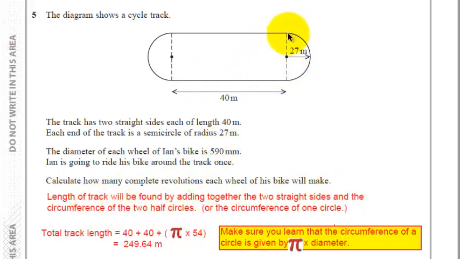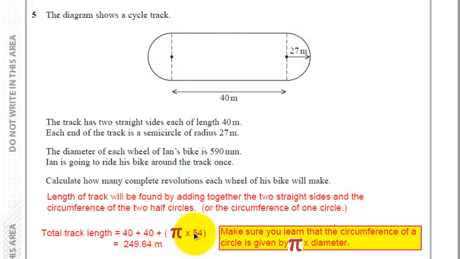Bear in mind the circumference is the distance around the edge of the circle. And I hope you can see, if I put the two half circles together, I will have one complete circle. This question is assessing whether you know, this box highlighted in yellow here, that the circumference of a circle is given by pi times the diameter. Don't forget the diameter is the distance across the circle from one side to the other that goes through the middle, so it's going to be 27 plus 27, which will be 54.